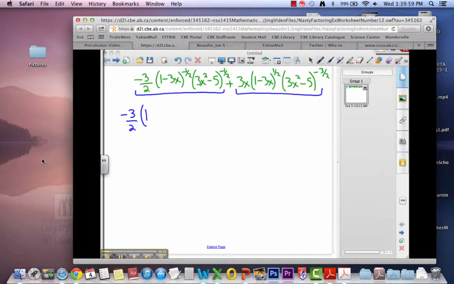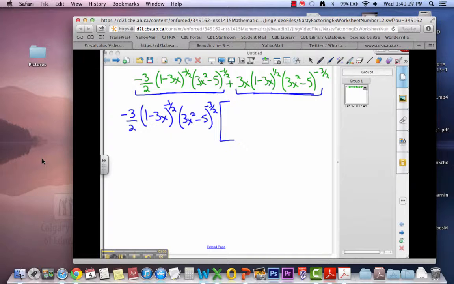I also have 1 minus 3x in the first as well as in the second big term here. So I'll take out the one that has the lower exponent, which is negative 1 over 2. I also have 3x squared minus 5 in the first one and the second one. And again, I'll take out the one that has the lower exponent, being negative 3 over 2.